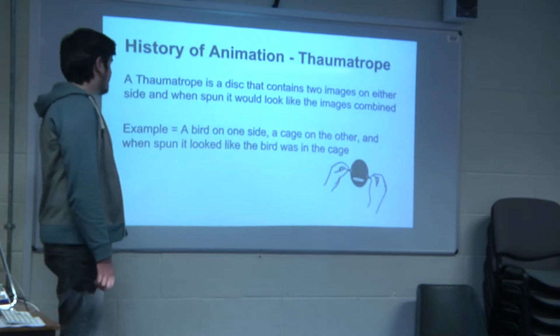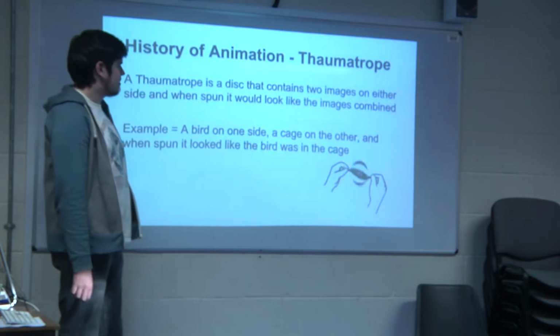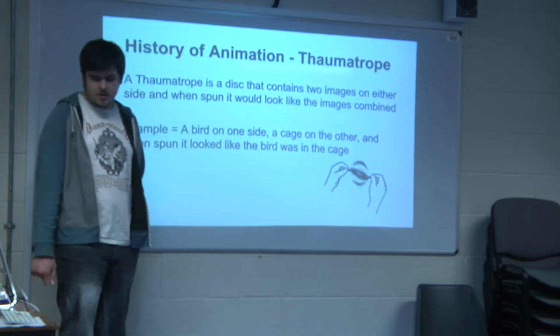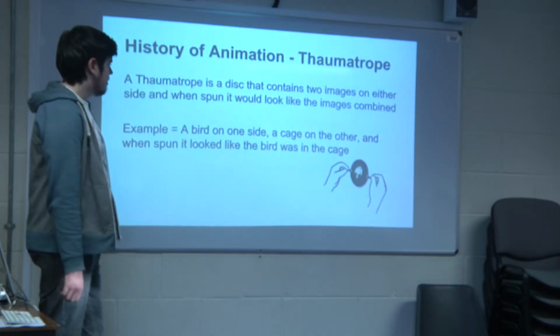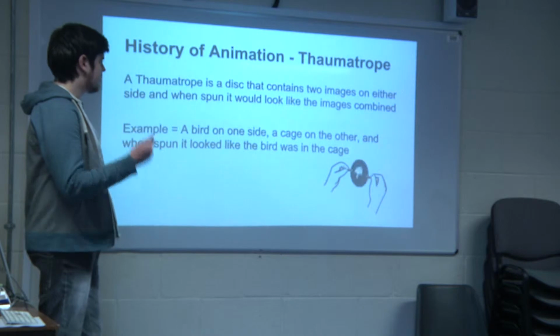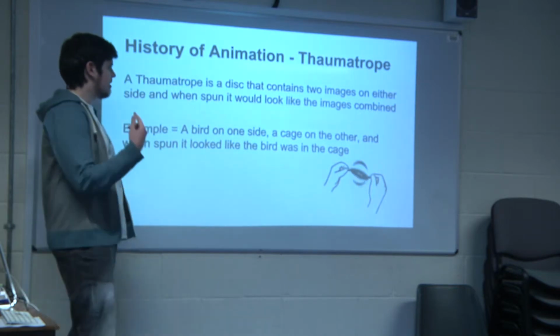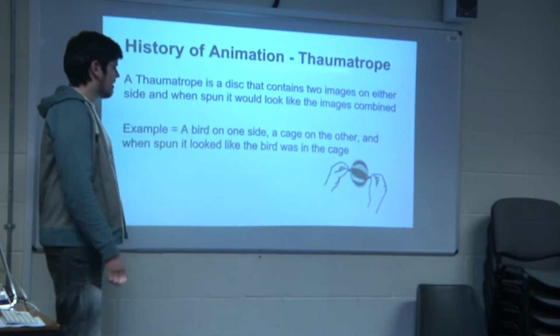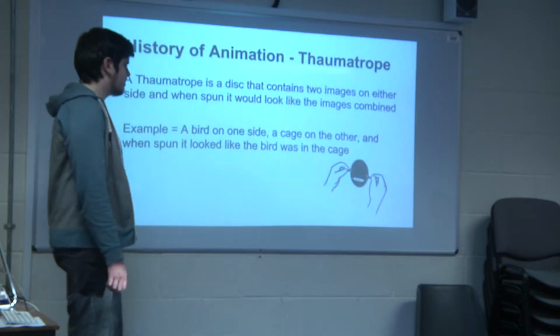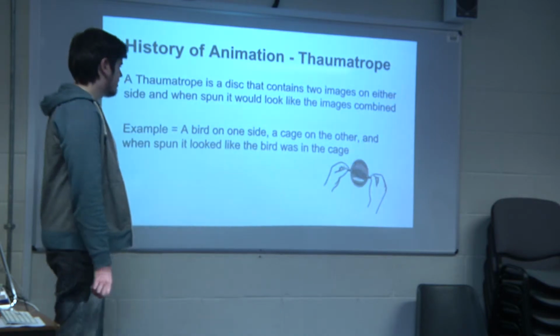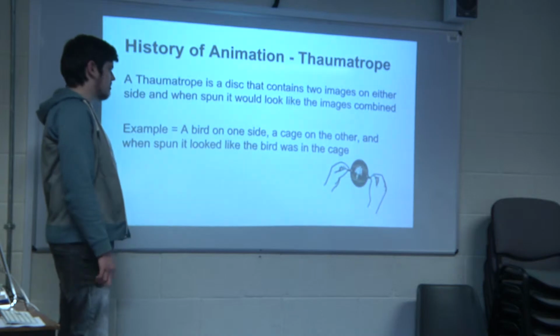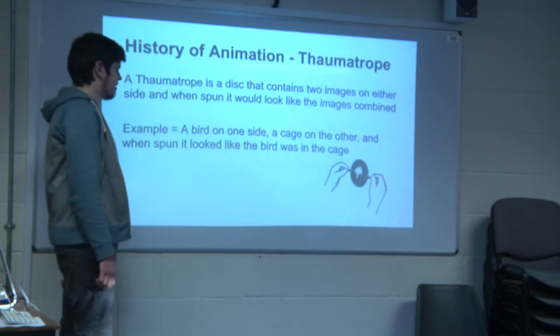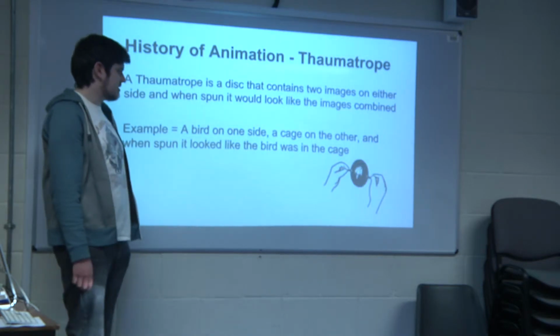Thaumatrope. The Thaumatrope is a disc or just a sheet that would contain two images, one on either side. And when spun, it would look like the images would combine. See an example here of the bird on one side, the cage on the other, and it appears like the bird is in the cage, and it's not.